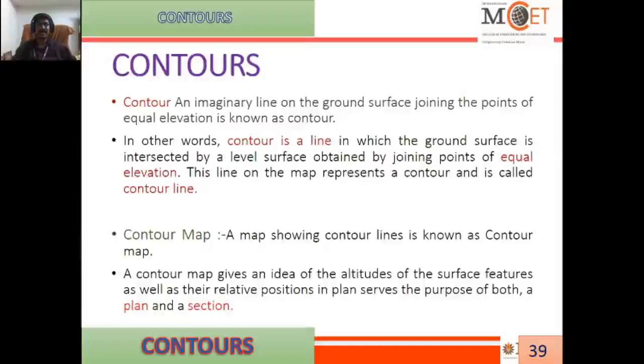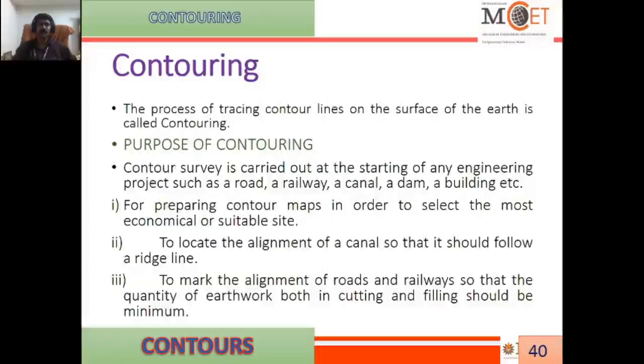These lines on the map represent a contour and are called contour lines. And the map showing contour lines is known as a contour map. The contour map gives an idea of the altitude of the surface features as well as their relative position in plan, and serves the purpose of both a plan and a section. The process of tracing contour lines on the surface of the earth is called contouring.